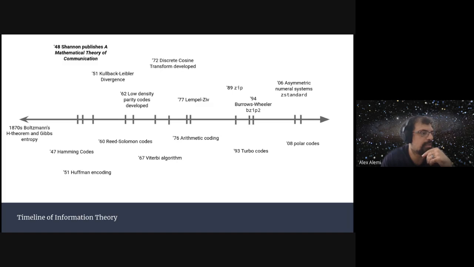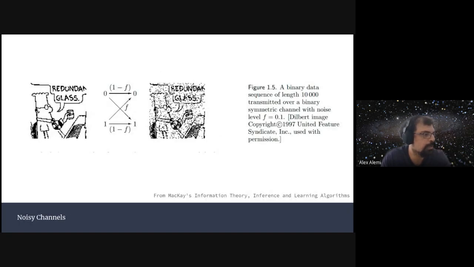So I just wanted to give some things there. Okay, what is the central result? Why is this guy so famous? Why is information theory a thing? It's about communication, and communication over noisy channels. So what does that mean?